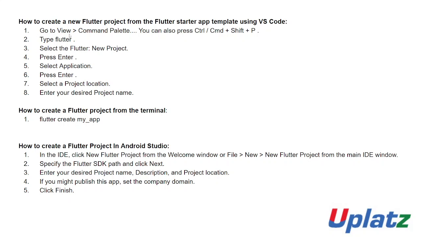Number 1, go to View, then Command Palette. You can also press Ctrl for Windows and CMD for Mac plus Shift plus P. Then type Flutter. Select Flutter: New Project.